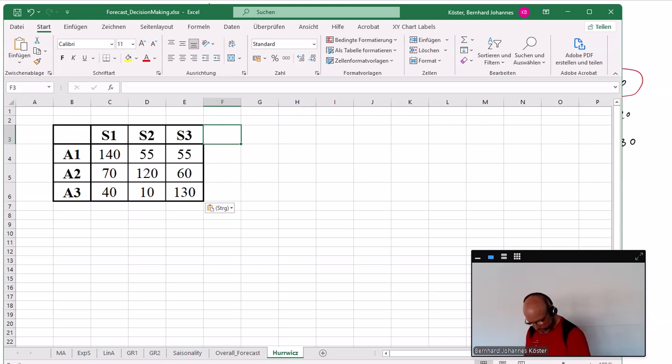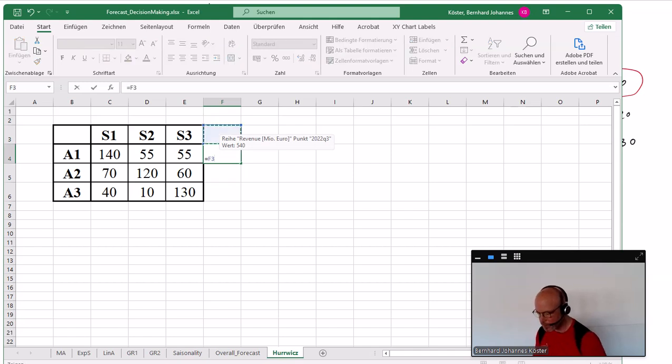And if we have ups 0.2, then I have 0.2 times the lowest one. Well, I have two lowest ones, but anyway, doesn't matter. Plus 1 minus alpha times 140.